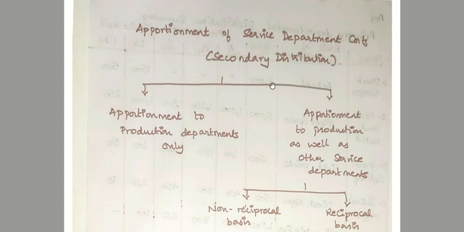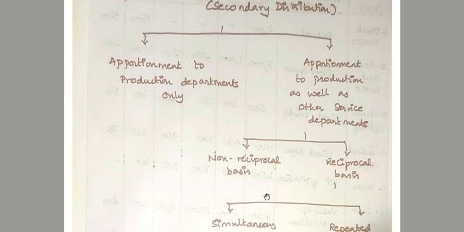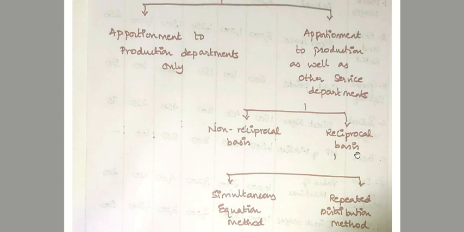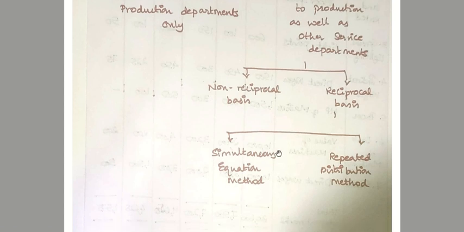On the basis of secondary distribution, apportionment is divided into apportionment to production department only, or apportionment to production as well as other service departments. When apportioning to production as well as other service departments, we basically have two methods: the non-reciprocal basis and the reciprocal basis. Under reciprocal basis, again we have two methods, which are simultaneous equation method and repeated distribution method. We will work out problems on each method.